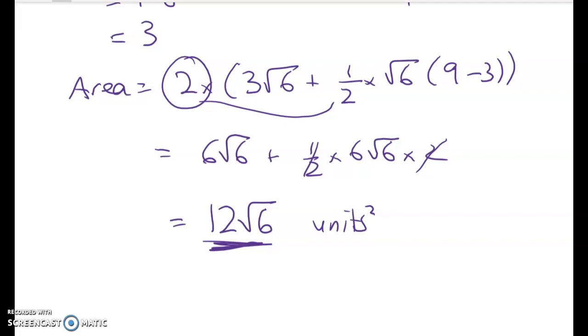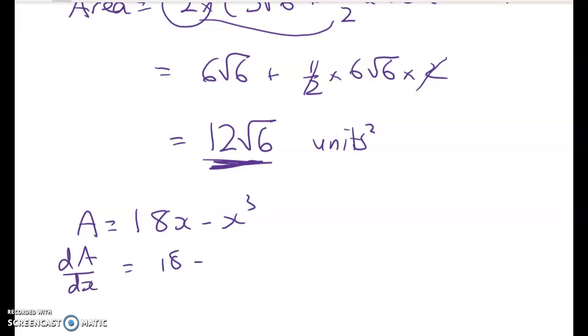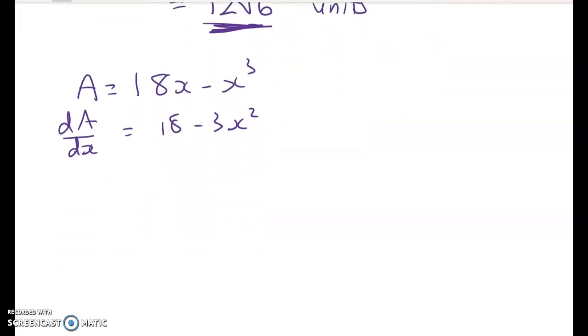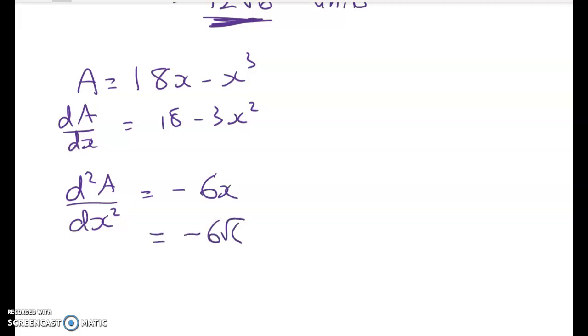The very last thing that we've got to do, though, is to justify that it's a maximum. So 2 ways to do this. First of all, my area expression was 18x minus x cubed, right? So my first derivative was 18 minus 3x squared. Several ways to check that it is a maximum. The fastest is to use the second derivative test, which gives us negative 6x, which is negative 6 root 6 for our value, so it's a maximum.